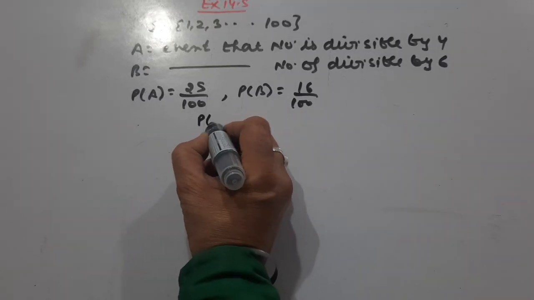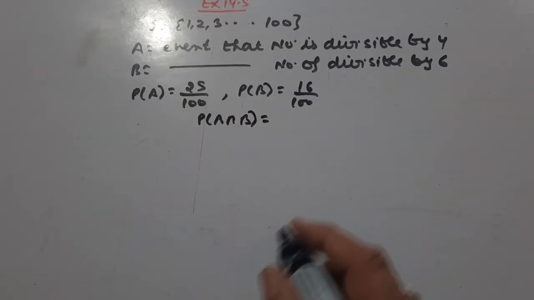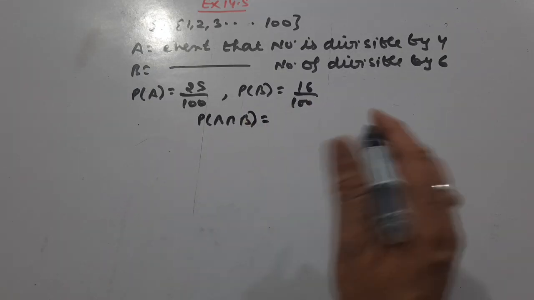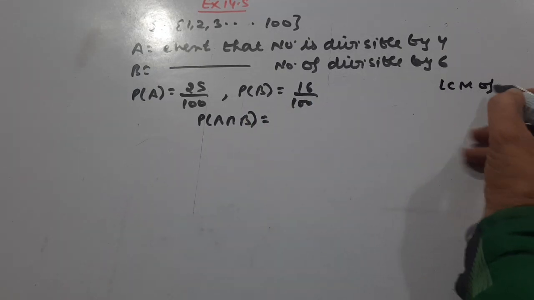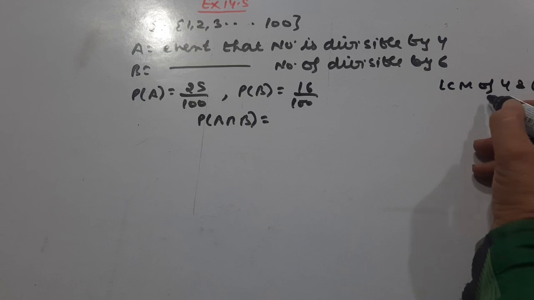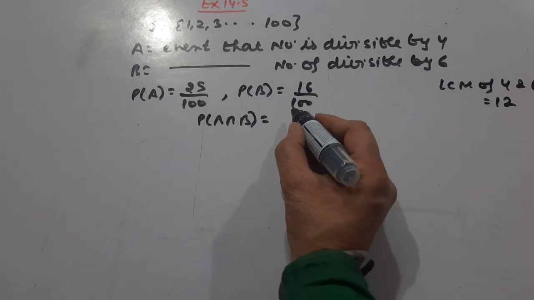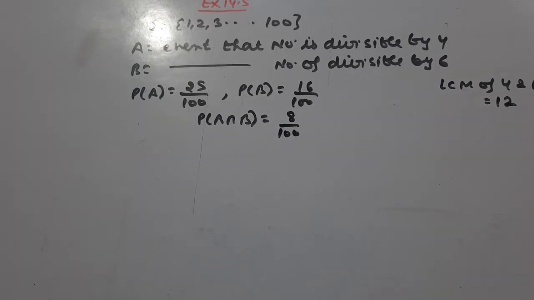Now P of A intersection B. Now we have to find out those numbers between 1 to 100 which are divisible by 4 and 6 both. So take LCM. The best way is LCM of 4 and 6 is 12, and multiple of 12. Multiple of 12 between 1 to 100 is 8. 8 by 100. Divide 100 by 12. We get 8 as quotient. So there are 8 multiples of 12 between 1 to 100.